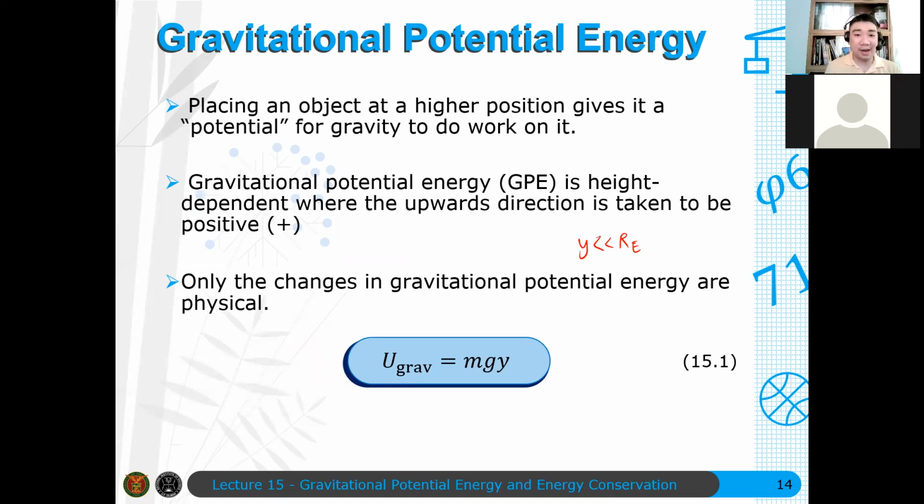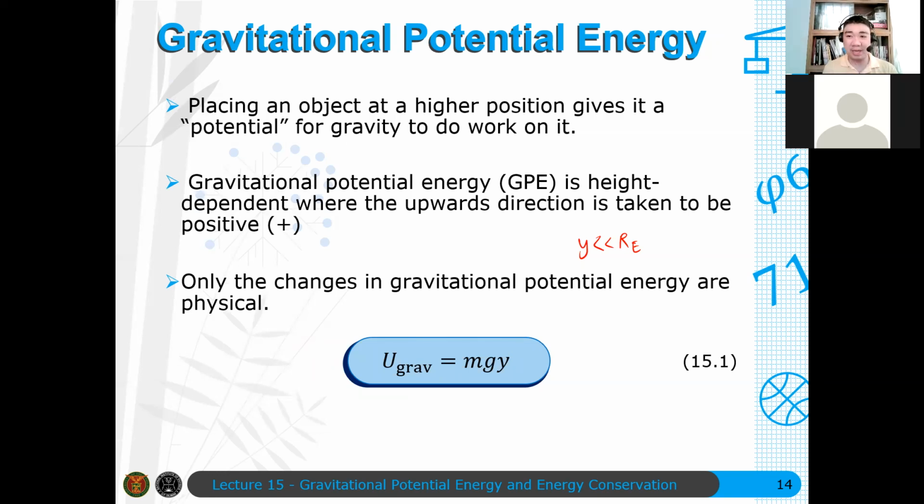So the gravitational potential energy is height dependent, where the upwards direction is taken to be positive. So positive upward is the sign convention for this particular chapter. Also, only the changes in gravitational potential energy are physical. So you can arbitrarily set y equals 0 for gravitational potential energy.